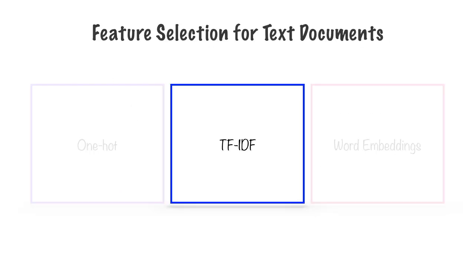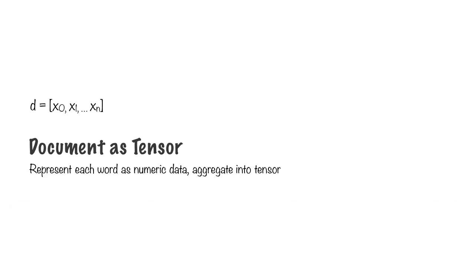Let's now look at the second method we have for generating word encodings, or representing words in numeric form: the TF-IDF, term frequency inverse document frequency. We've seen earlier in this lecture that we can represent a document as a tensor of numeric encodings. Here, x0 through xn are word encodings, and those words make up this single document.